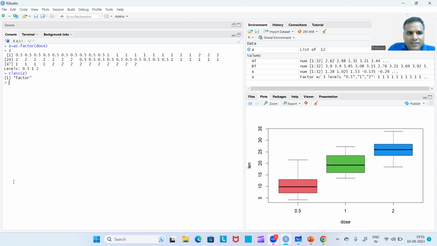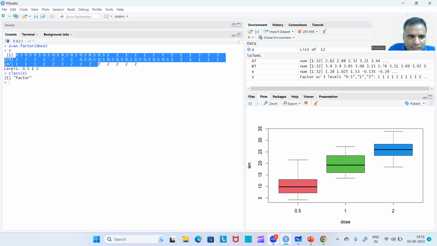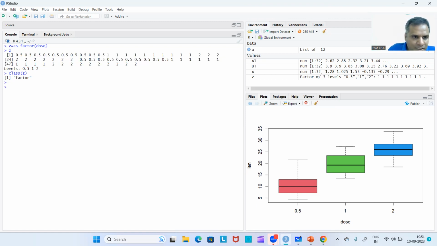Factor. See, this data of dose was numeric data, and you can't use numeric data in ANOVA. One should be metric, the other should be non-metric. So that's why I was not getting the Tukey HSD test. So what I did, I changed the type of dose to factor. I created a vector z using as.factor(dose). And see here, z is created, and it is a factor with 3 levels. You can see it in the environment window: z, factor with 3 levels.